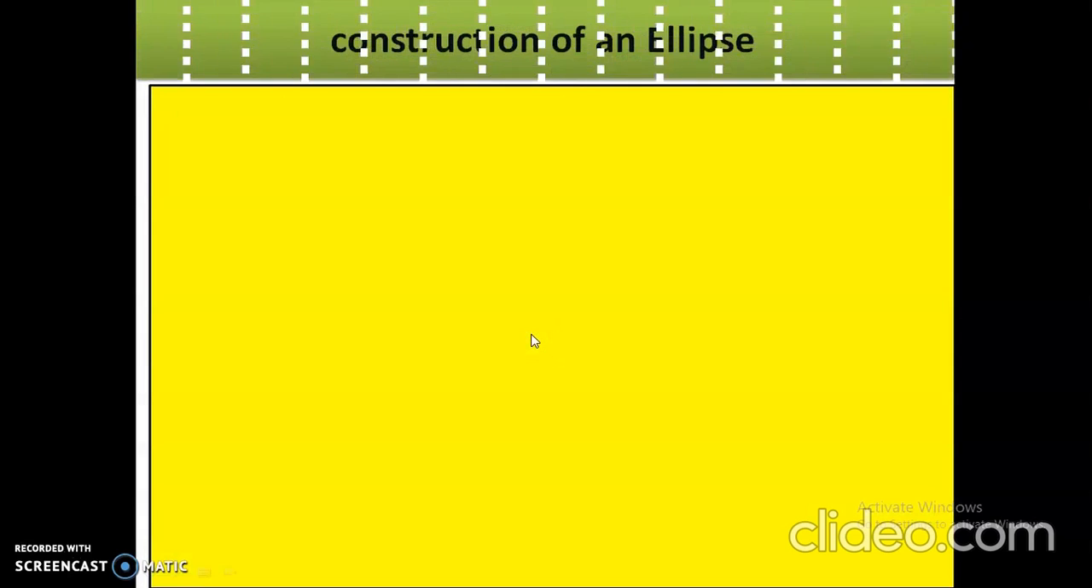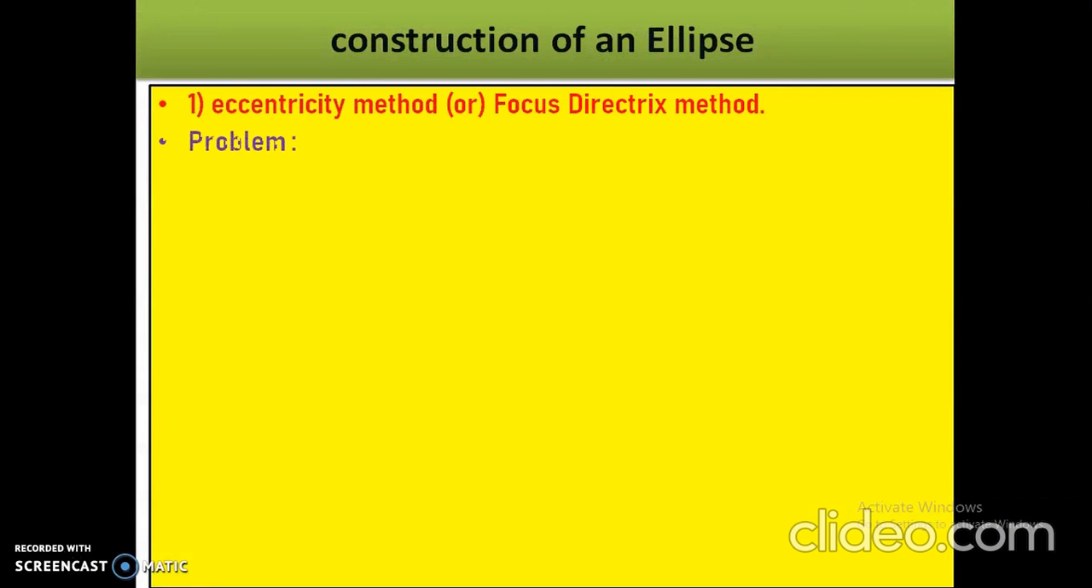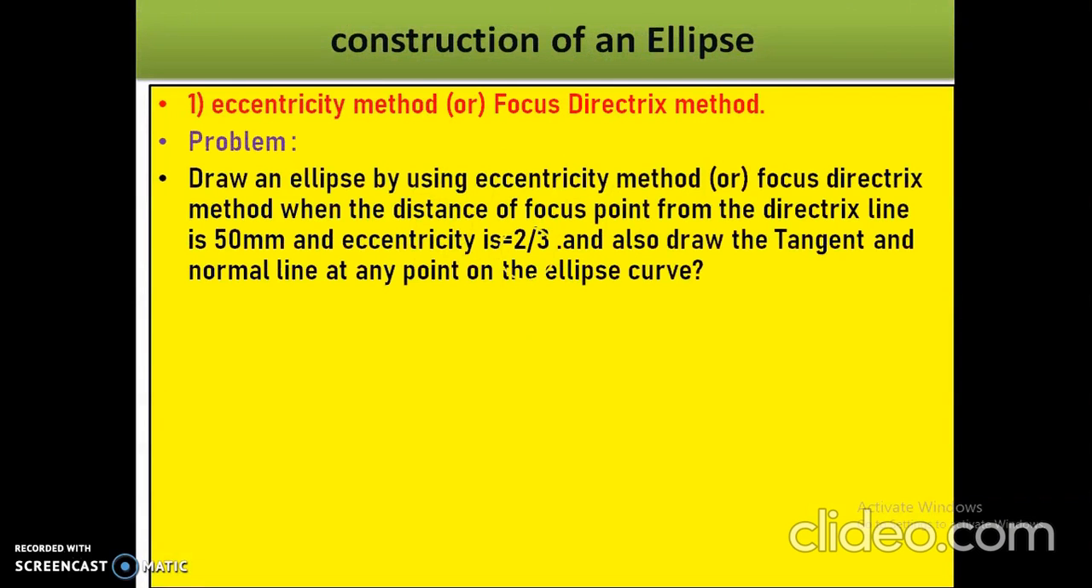So the problem will be like this. Draw an ellipse by using the eccentricity method or general method or focus directrix method, when the distance of the focus point from the directrix line is 50 mm and the eccentricity is 2/3. And also draw the tangent and normal line at any point on the ellipse curve. Once again, listen to the problem.